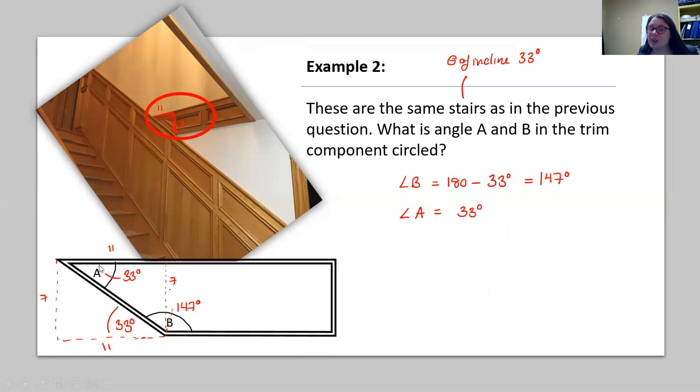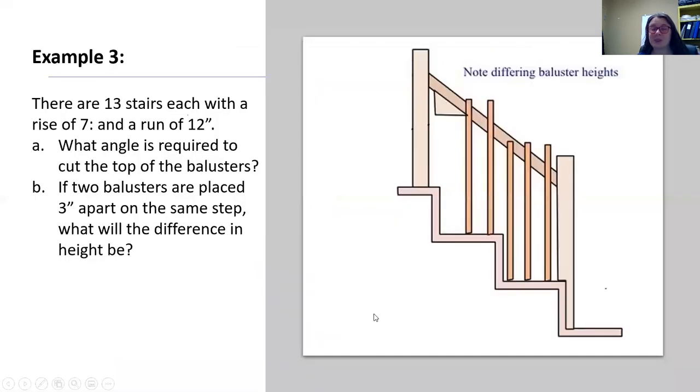If you could also calculate what angle A was, and if you wanted to find B, if you knew what the angle of this part of B was, you could add 90 degrees to it. So there's a couple ways you could calculate this question. You have a different way to calculate it. All right, this is a great question, and it's a lot like the steps that I have in my house.